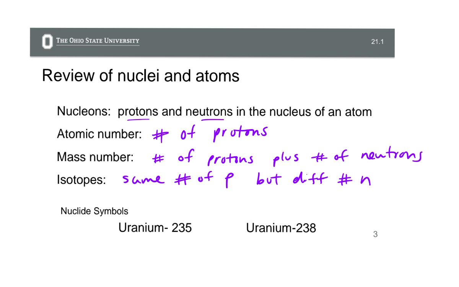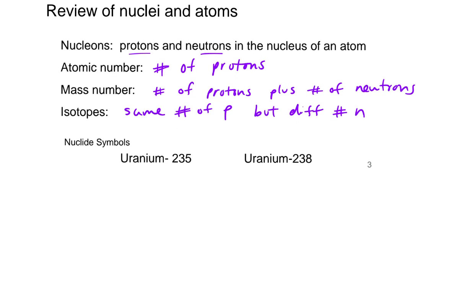So for instance, uranium is an element that has isotopes. Uranium-235 is one of these. And we can write nuclide symbols. So a nuclide symbol includes the symbol of the element, and then it contains the mass number. In uranium-235, the 235 is the mass number.